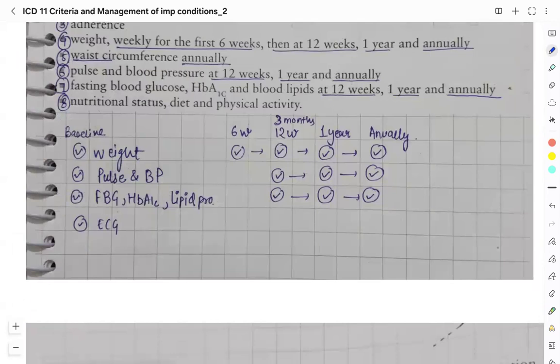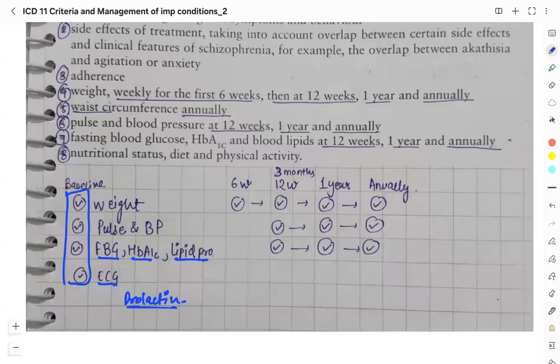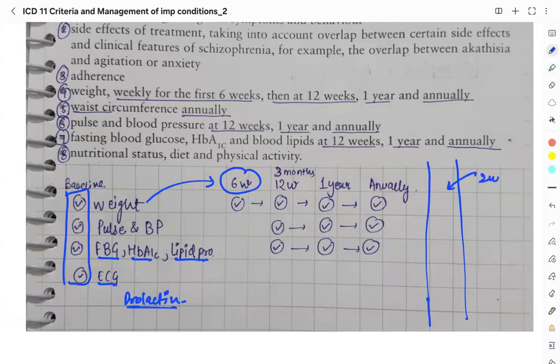So you have weight, pulse, BP, fasting blood glucose, HbA1c, lipid profile, ECG. Prolactin is not something that we do routinely. It is done only in special cases. So you're going to do the baseline investigations of all of these. All right. Now, of course, as the patient progresses, this is important: it is not like you are going to take weight only after 6 weeks. No, when the patient visits you after 2 weeks, that is also when you're going to take the weight and measure the vitals of the patient. So don't get confused with this. It is like this protocol that you have to do no matter what in these intervals.